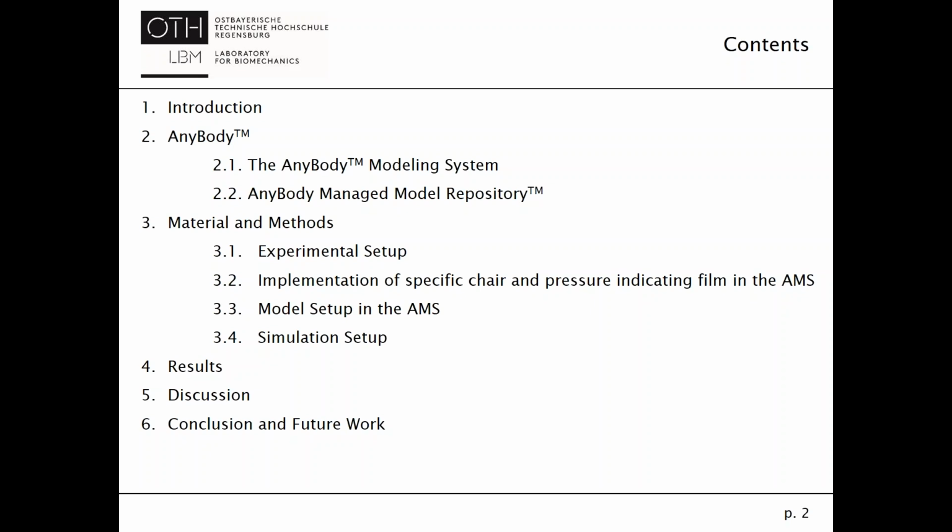And next, I will present the experimental setup, show the implementation of the chair in Anybody, the model setup and the simulation setup. And after that, I will present the results, discuss them, and say a few words about future work.